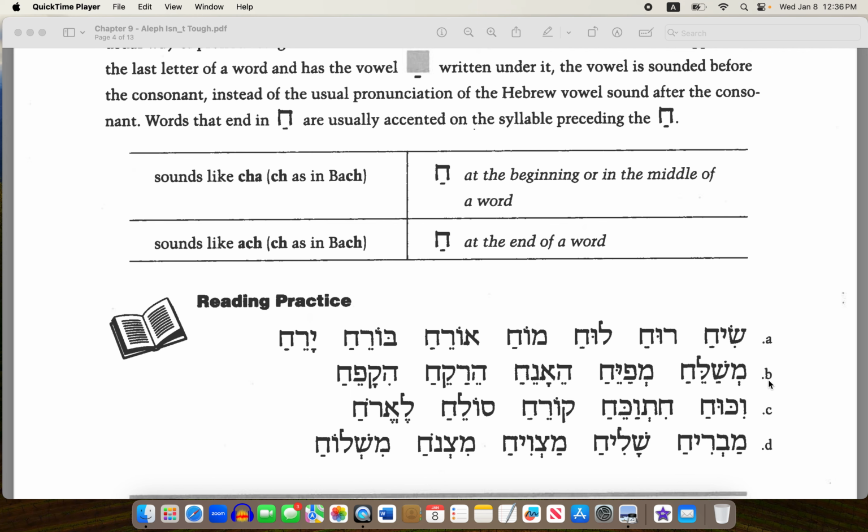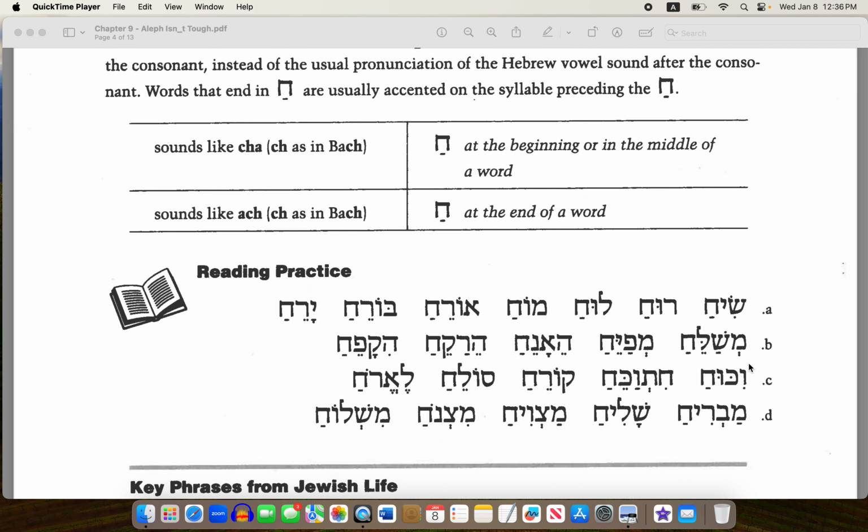There is none. Line B, mishaleach, mifayeach, heaneach, herakeach, hikafeach. Line C, vikuach, hitvakeach, koreach, soleach, le'eroach.